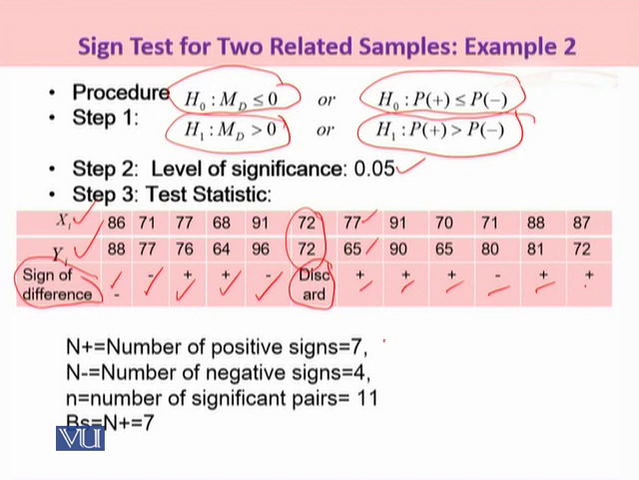Now the number of positive signs here is 7, whereas the number of negative signs is 4. The total sample size was 12, but due to this particular pair which was exactly identical, where the level of aggressiveness is exactly the same for xi and yi, we discard it and take the sample size as 12 minus 1, that is 11. So this is B, the test statistic.